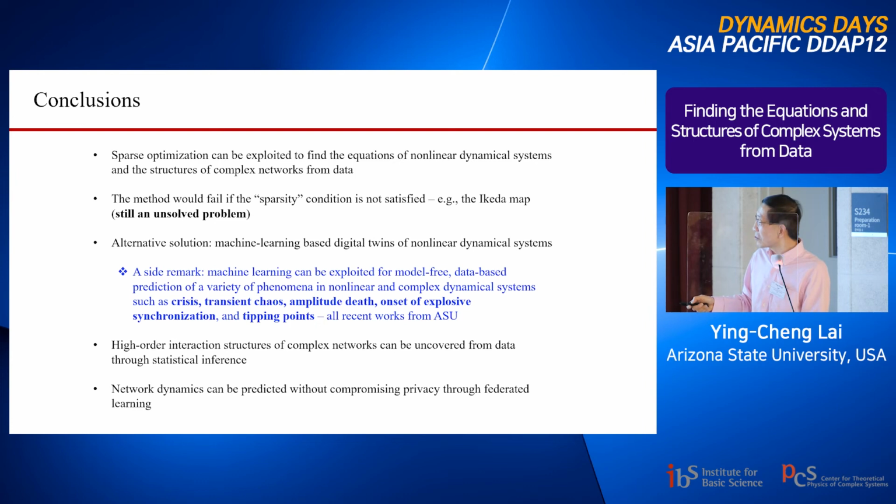But the alternative solution is to use machine learning. Oh, by the way, I should say that machine learning can be exploited for model-free, data-based prediction of a variety of phenomena in nonlinear complex dynamical systems, such as crisis, transient chaos, amplitude death, onset of explosive synchronization, and even tipping points, and all from my group, we're writing those papers actually. And then high-order structures of complex networks can be uncovered from data through statistical inference. And the network dynamics can be predicted without compromising privacy. So with that, I thank you so much for your attention.